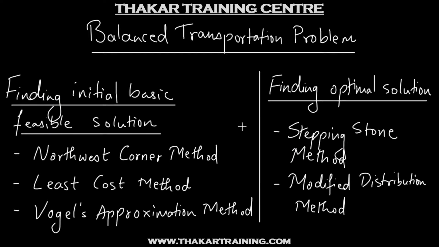In the previous few videos, we discussed the methods of finding the initial basic feasible solution to a balanced transportation problem, and we saw the northwest corner method, the least cost method, and the Vogel's approximation method. Now, having found a basic feasible solution, the next step in a transportation problem is to check whether the obtained solution is an optimal one. And if it is not, then we need to find the optimal solution.